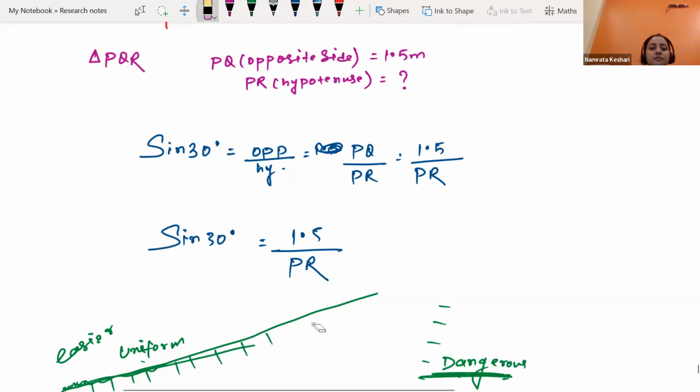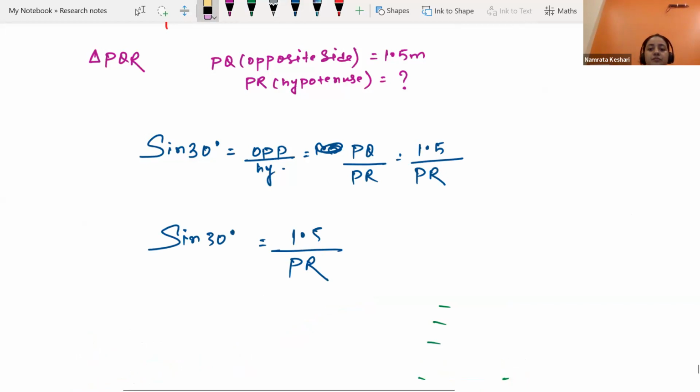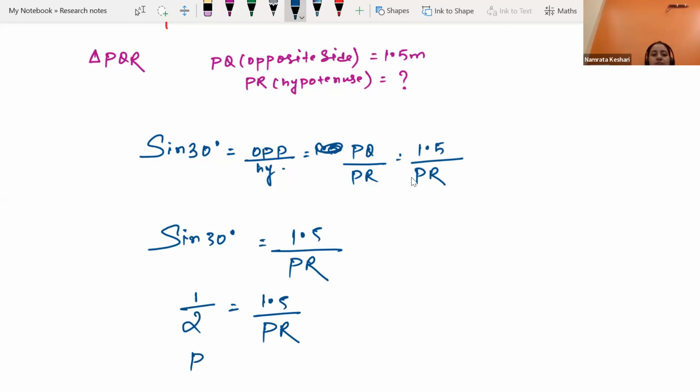Any confusion so far? No, ma'am. Okay, let's find the value of PR. Please tell me what will be the result for PR. PR will be 3 meters. Sine 30 degrees is 1 by 2, right? Yes, 1 by 2, then cross multiply, then we get PR as 3 meters.